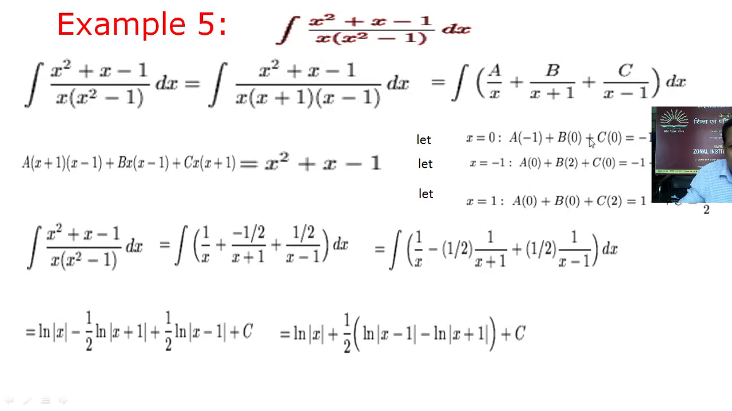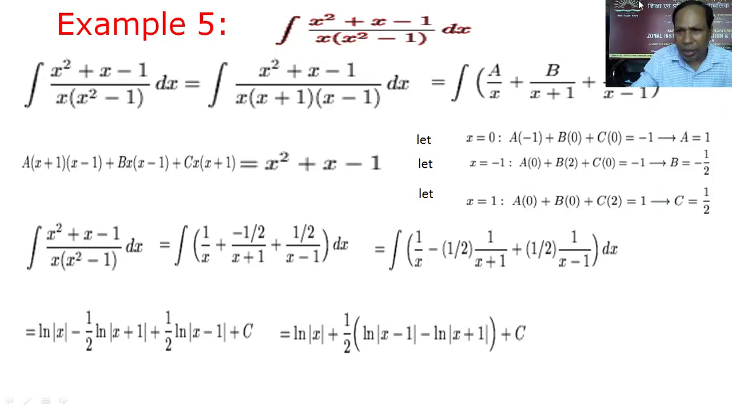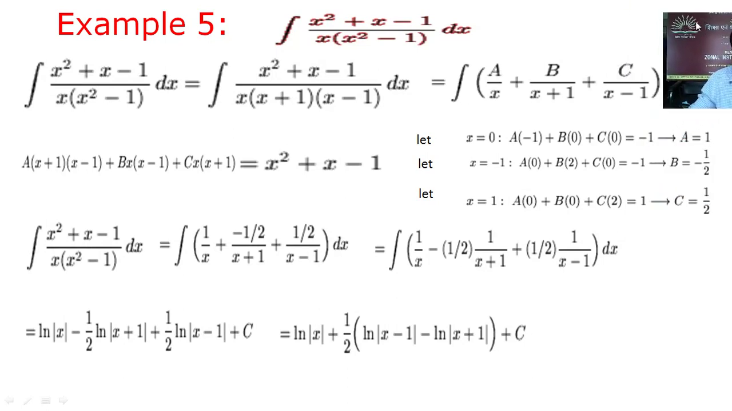And one more question, in which we will be having the product of three linear factors. So we have integral of x square plus x minus 1 by x into x square minus 1 dx. So here the degree of denominator is 3, but the degree of numerator is 2. So the degree of denominator is greater than degree of numerator. So directly we apply the technique of partial fraction.